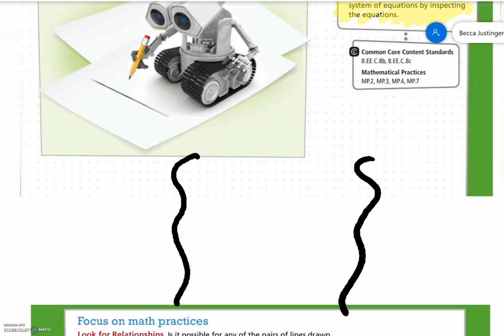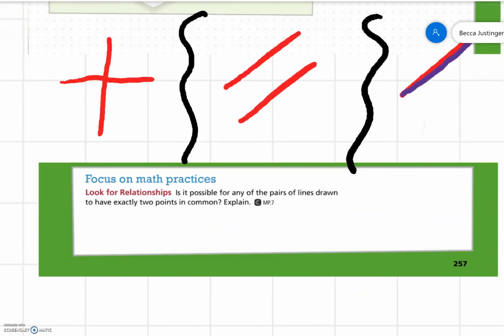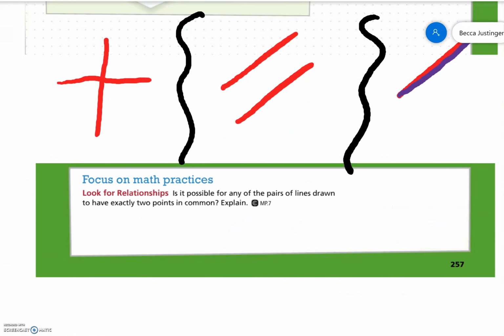Okay, hopefully you drew a pair of lines that intersect, a pair of lines that don't intersect, and maybe a pair of lines, this one's even hard to think of, 2 lines that are the exact same line. Those we will talk about today and for the rest of the unit.